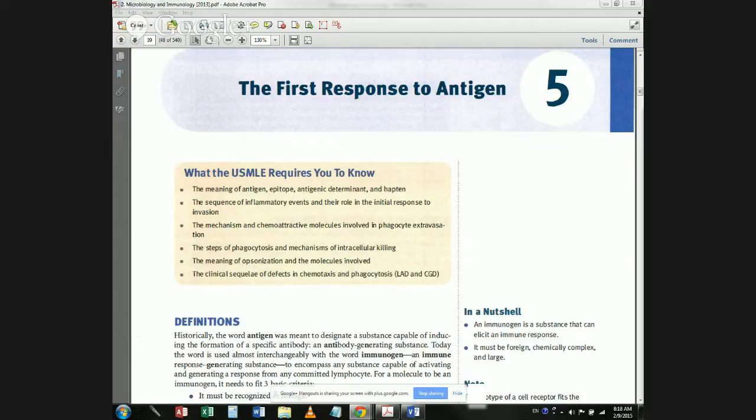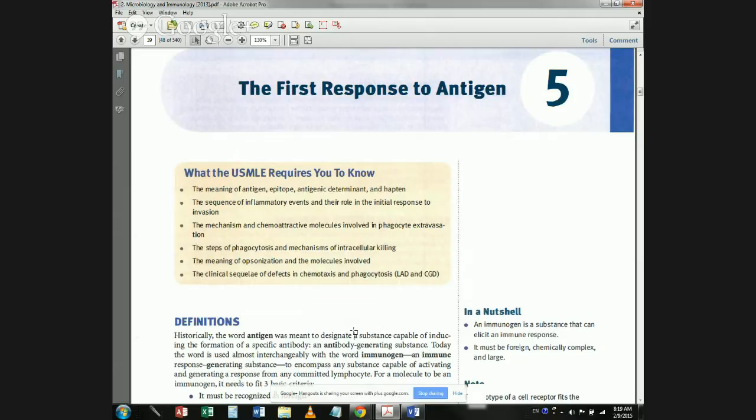We need to know the mechanism and chemoattractive molecules involved in phagocyte extravasation, the steps of phagocytosis and mechanisms of intracellular killing, the meaning of opsonization and the molecules involved, and the clinical sequelae of defects in chemotaxis and phagocytosis, where we will be needing LAD and CGD. So let's talk about the definitions we need to know.